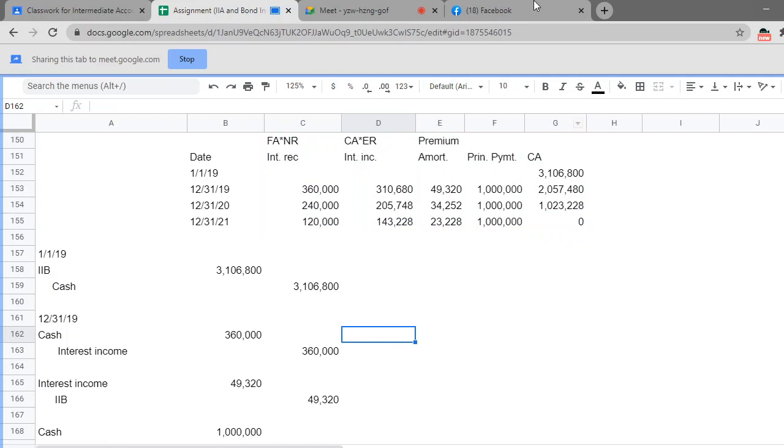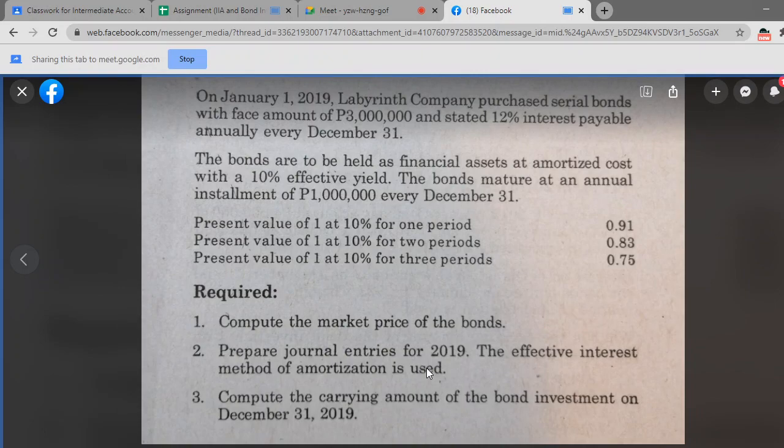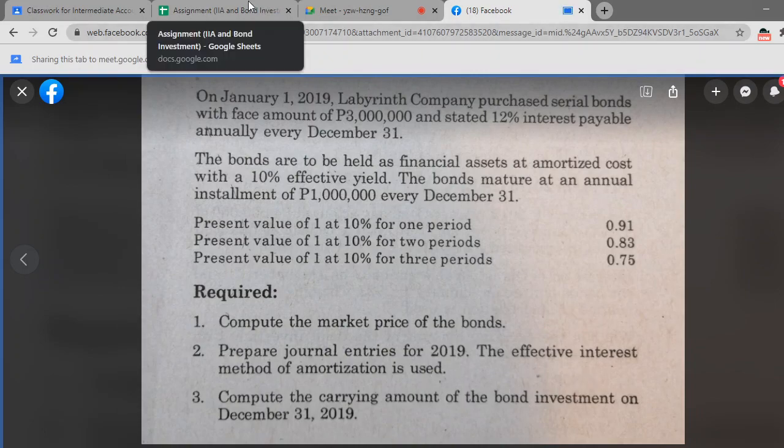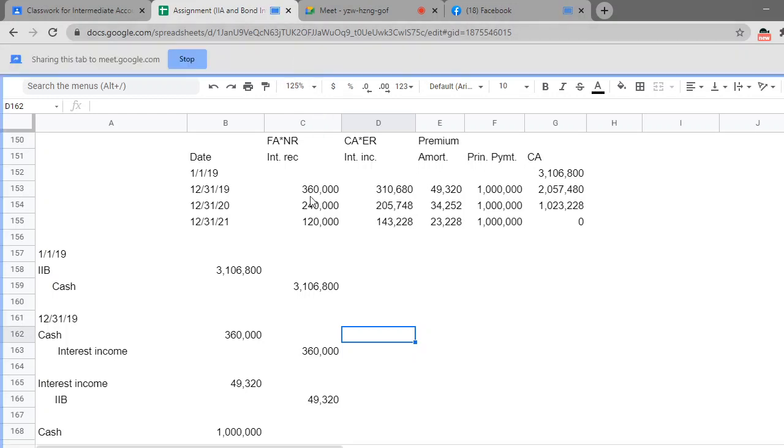Now, for the third question. The third question is, compute the carrying amount of the bonds on December 31, 2019. We don't need to compute it anymore this time because naa tay table diri. That will be the carrying amount for 12/31/2019. Ayan. So, hindi naman pala ganun kahirap si effective interest method. Now, kung hindi naman pala siya ganun kahirap, let us answer. Ay, tapos na pala.